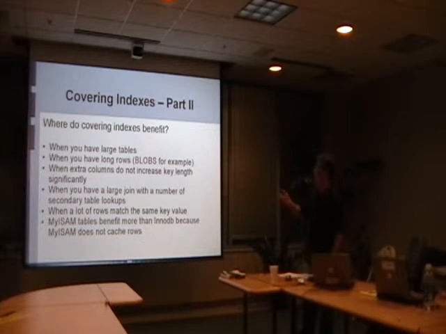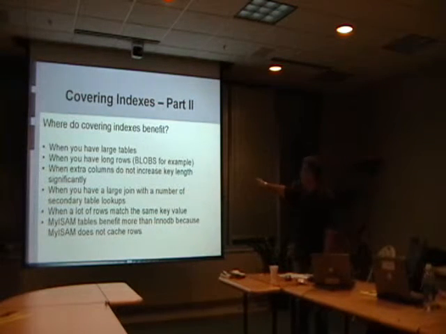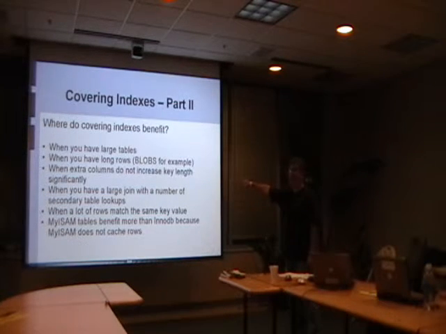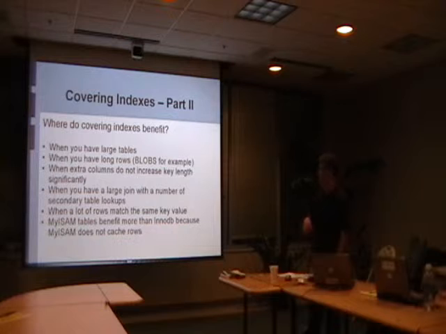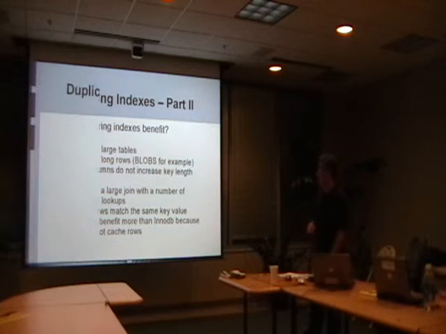So where do these covering indexes bring us benefit? There's a few places. I'm not going to go into all these, but if you have large tables, long rows, where the extra columns in the index don't significantly increase the key length, it says key length up here. Anytime you see key, when we're talking about indexes, those are swappable terms. So as long as it doesn't increase your index length significantly, that type of thing. I want to point out one other thing down at the very bottom. The MyISAM tables do benefit more from this than the InnoDB tables, because MyISAM doesn't cache rows, it depends on the OS to do that.